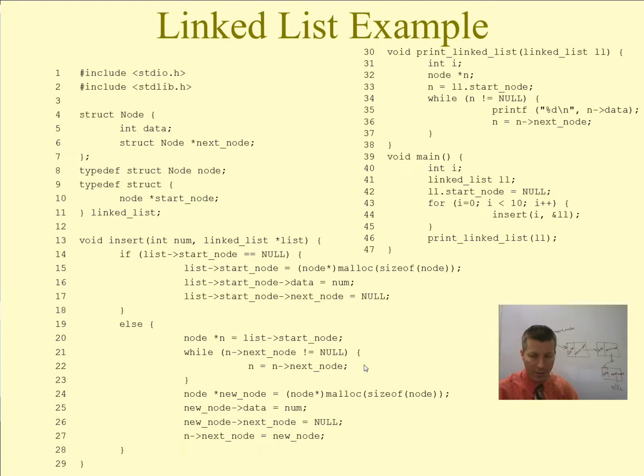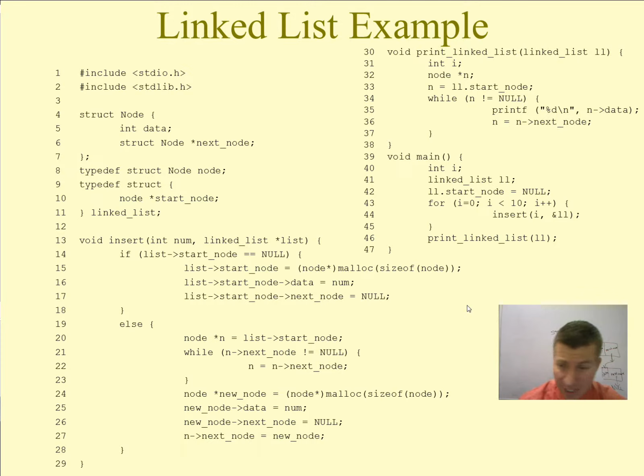The last node is what we need to find, and that's what I'm looking for here with my n. As soon as I get to where n's next node is equal to null, it's going to break out of here, and I know that n is my last node. That's my current last node. I'm going to create then, once I get to that point, a new node. Allocate it using malloc, set the data equal to num, set my next node to null because it's going to become my new last node. And then I say n arrow next node, because n was my last node, is now going to be set equal to new node. And so that's then going to add the node that I just created to the end of my list. That's really all that there is to a linked list.